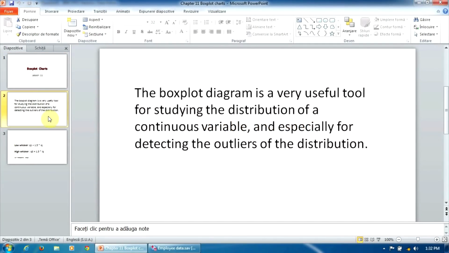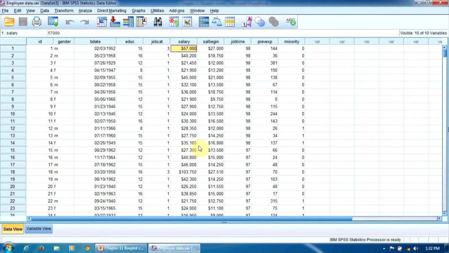As you know, the Boxplot diagram is a very useful tool for studying the distribution of a continuous variable and especially for detecting the outliers of the distribution, if any. It's also called box-and-whiskers diagram. We will illustrate the creation of a Boxplot chart for the variable salary in this file, employee data.